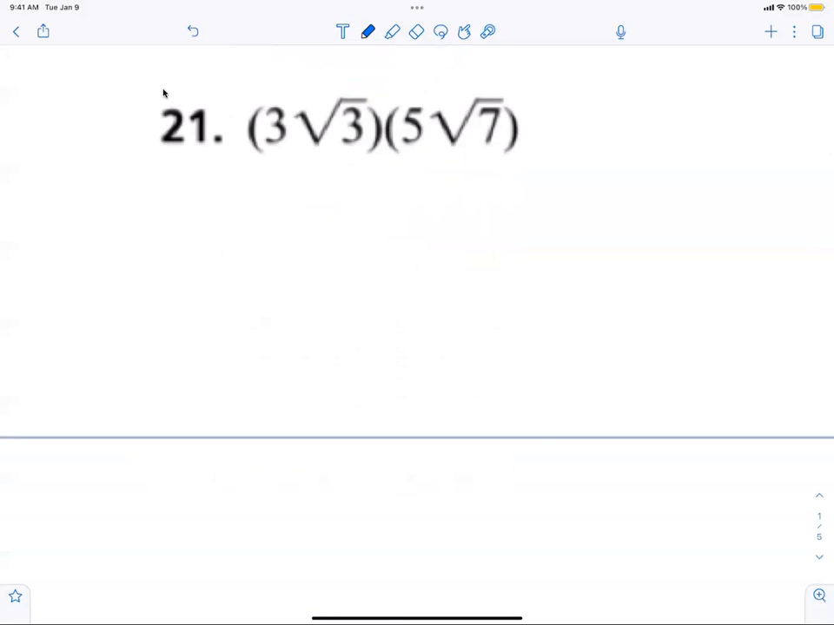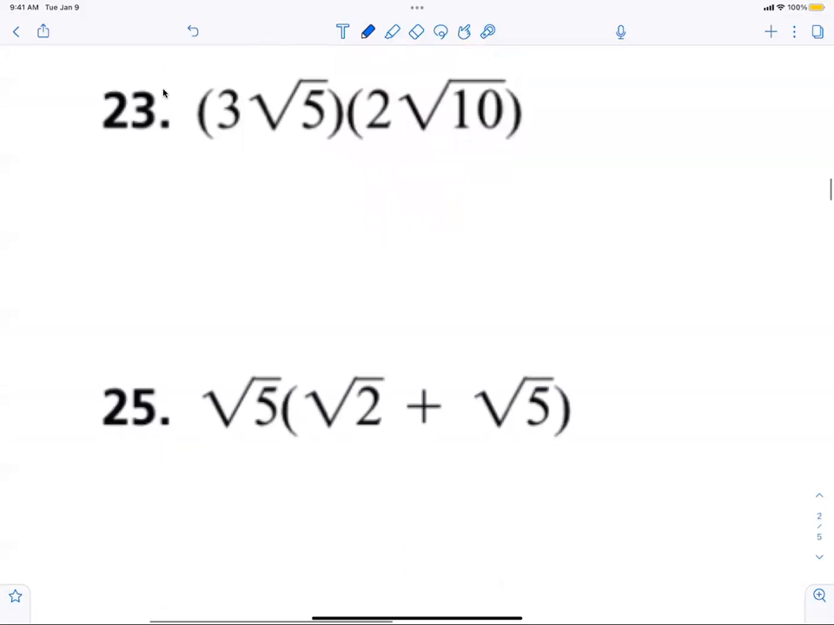Ashley, what's the answer to 21? It's just 15 radical 21. How simple is that? All right, you multiply the two numbers together and you multiply the two radicals together. And that's how hard it is. That's simple, simple. All right, so continue on.